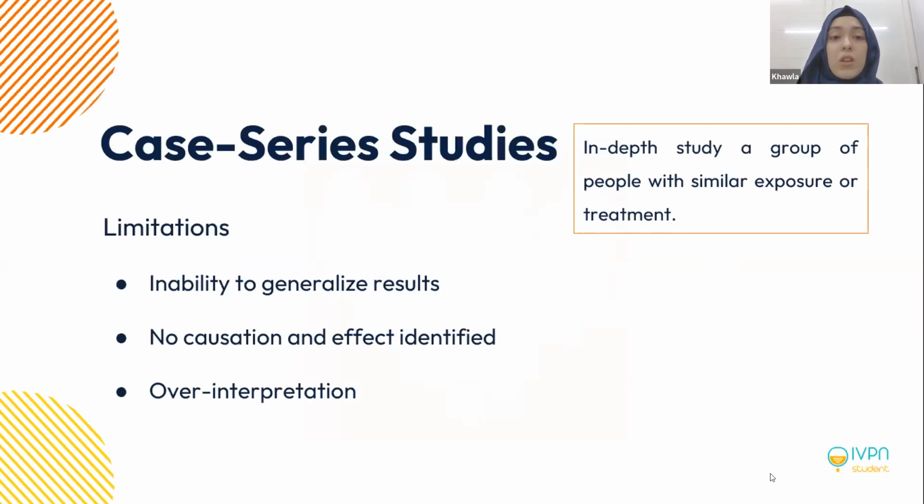The limitations to such a study are an inability to generalize, because a small sample size is chosen with people who fit certain criteria, and over-interpretation of the results due to that small sample size. So the results may be exaggerated versus if there was a larger pool of participants. And similarly to cross-sectional studies, there's no causation and effect in these types of studies.